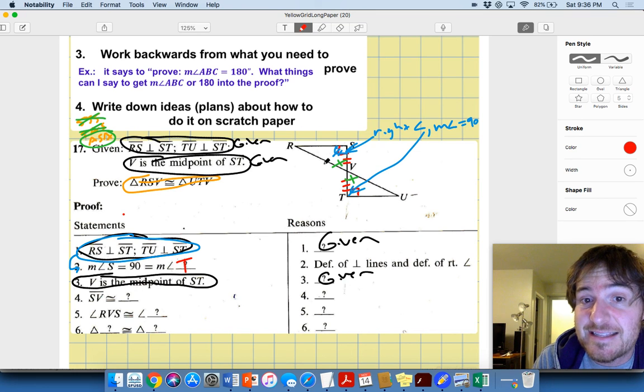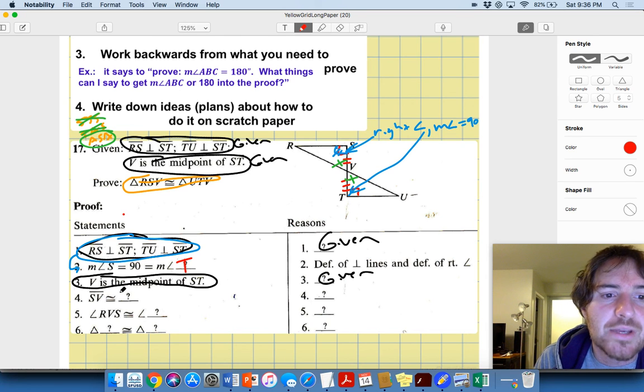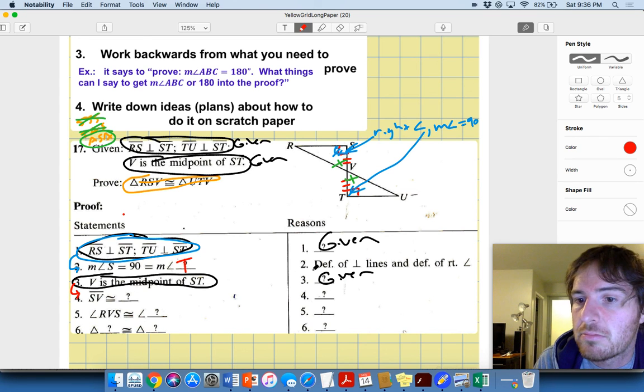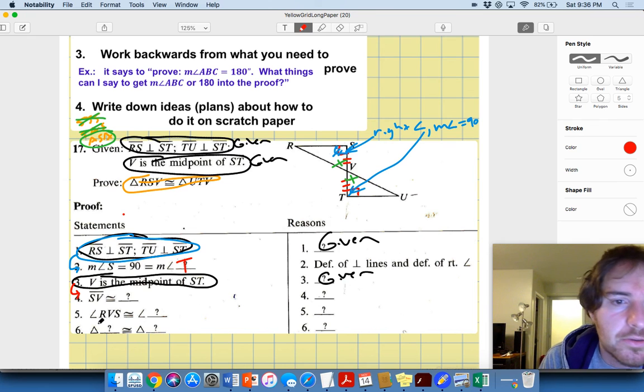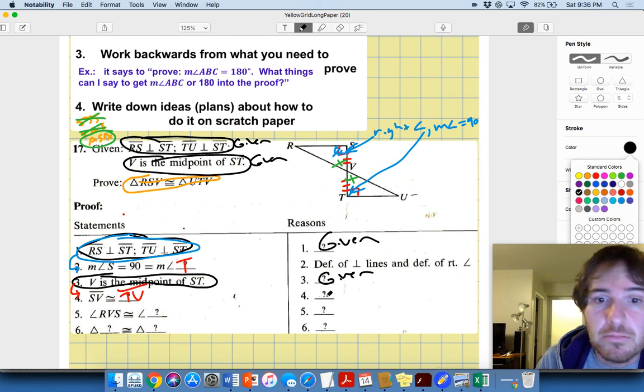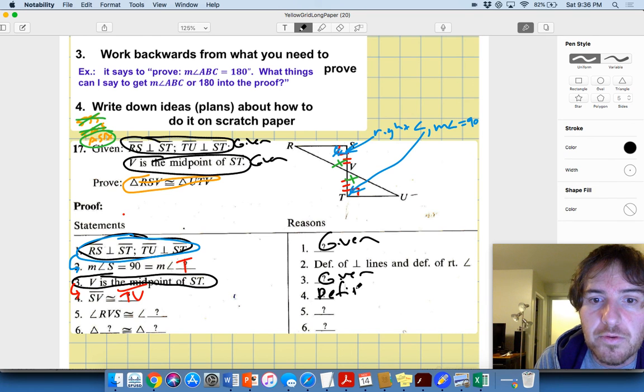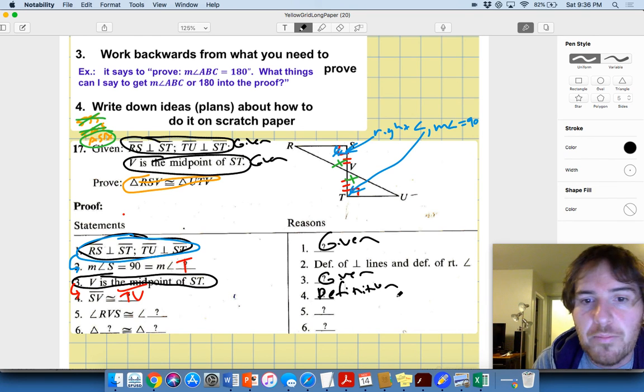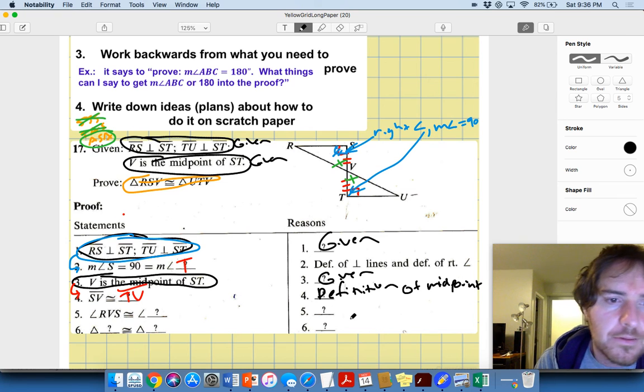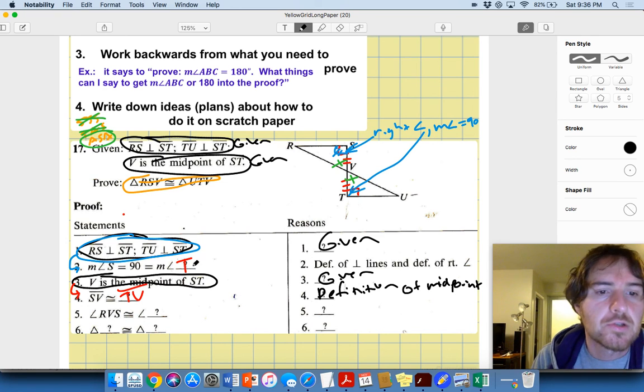So let's get the side now, and then we're going to do vertical angles congruent later at some point. So we got V is the midpoint of ST given. What's that going to connect to? What's that going to get us to? Well, V is the midpoint of this. We're going to get SV is congruent to TV. Okay, and that is the definition of midpoint, right? A midpoint creates two congruent segments out of that one big segment that you have there. Definition of midpoint. Got it. Laying out that argument, getting to proving the two triangles are congruent.